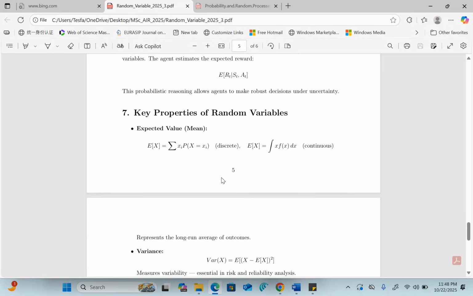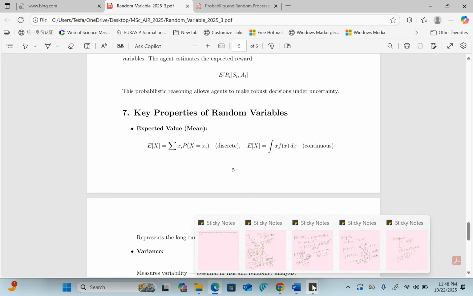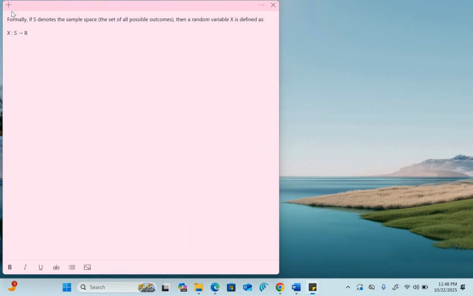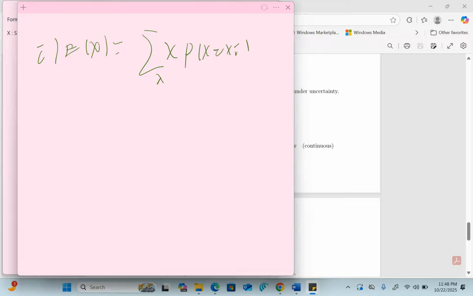So, the key properties of a random variable. This property is quite interesting and important to understand the concept behind. The first property is the expected value, which can be defined as the sum of x_i times the probability of x_i over all possible values of x. This is for discrete. For continuous, the expected value of x is the integral of x times f of x dx over all possible values of x. So the non-negativity is again there.